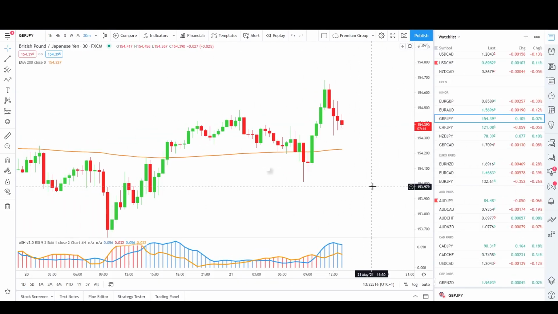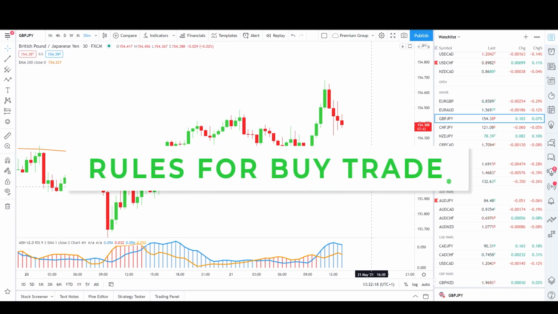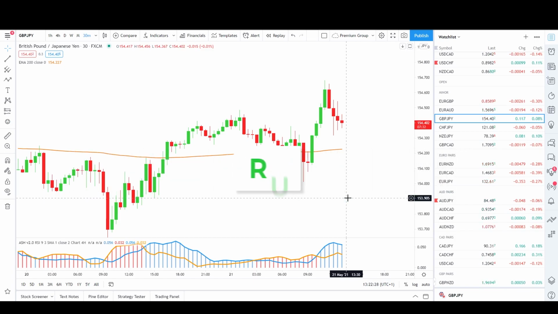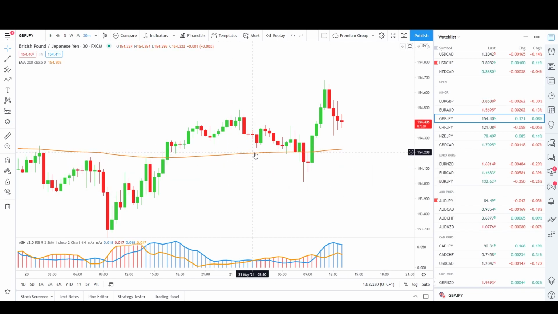So let's say you would like to go ahead and buy instead of sell. What are the actual rules for it? If you see that the EMA is definitely below the candlesticks, it means we are in a buyer's market and we will be looking only for buy trades. Again, on the histogram, the blue line must cross above the orange one and all these spikes need to be blue.